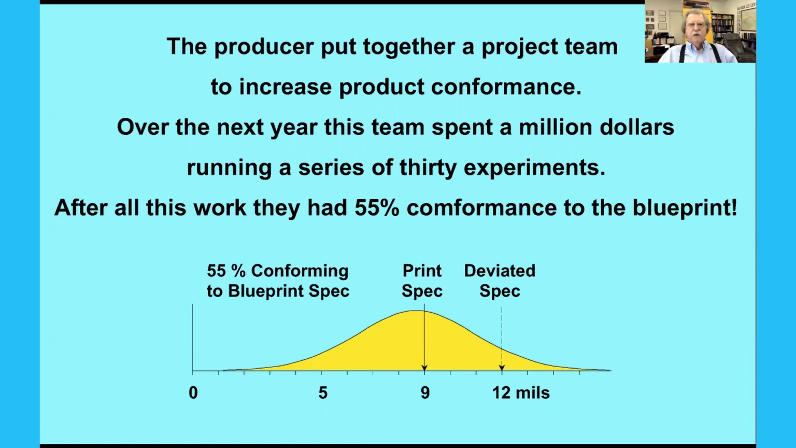Over the next 12 months, they actually spent $1 million running a series of 30 experiments. And at the end of the 12-month period, they had 55% conformance to blueprint, up from 50% a year ago. Now the producer is getting desperate. So he sent the whole project team to my class.